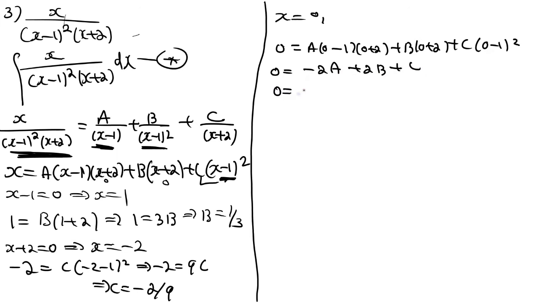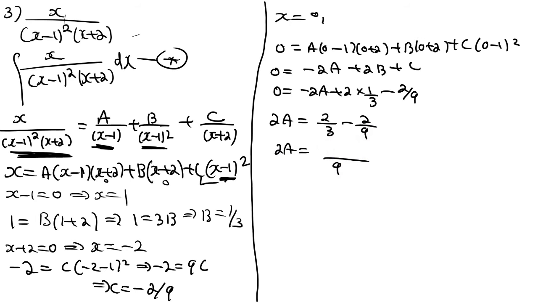Substitute: 0 equal to minus 2A plus 2 into B, you got the B value equal to 1 by 3, plus the C value, minus 2 by 9. Okay, so take 2A to the left hand side: 2A equal to 2 by 3 minus 2 by 9. We know the LCM is 9. 3 3s are 9, so (6 minus 2) by 9. This implies 2A is equal to 4 by 9. This implies the A value is equal to 2 by 9.